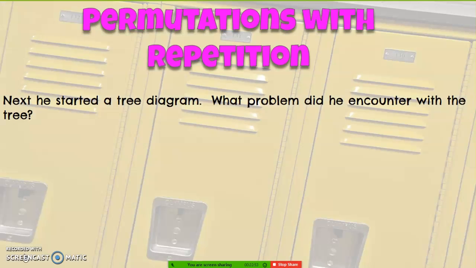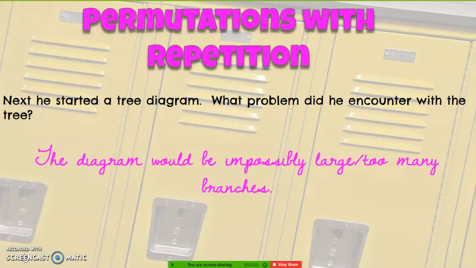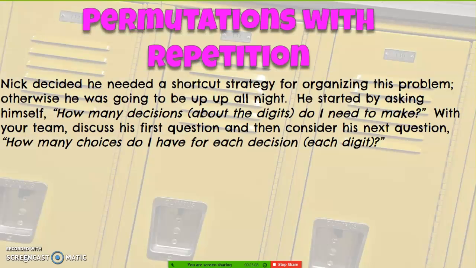Next, he started a tree diagram. What problem did he encounter with the tree diagram? Like we talked about before, the diagram would be impossibly large. There would be too many branches to deal with to actually get down on paper. He decided he needed a shortcut strategy for organizing this problem, otherwise he was going to be up all night.